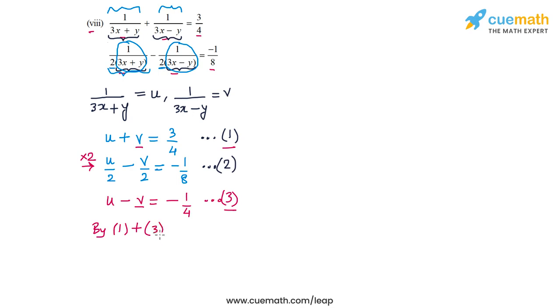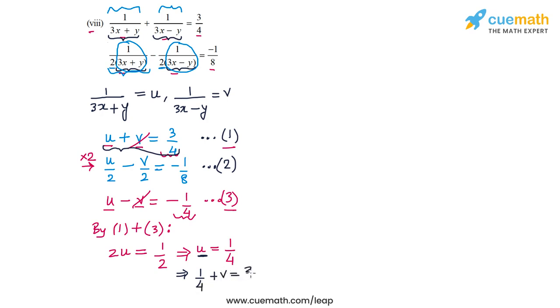So by 1 plus 3, what do we get? On the LHS we get u, and u will add, so that's 2u, and the v terms will cancel out, and on the RHS we will get 3 by 4 minus 1 by 4, so that's 2 by 4 or half, and this means that u is equal to half by 2 or 1 by 4. And now that I have u, I can use this value to find out the value of v. Let's substitute this value of u into the first equation. So we get u plus v, or 1 by 4 plus v, equal to 3 by 4, and this means that v is equal to 3 by 4 minus 1 by 4, or 2 by 4 or 1 by 2.